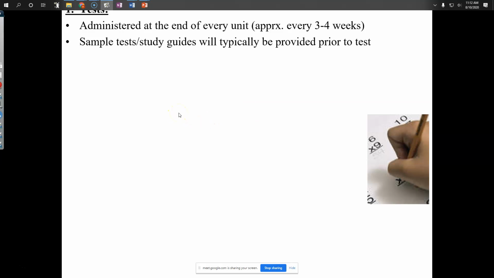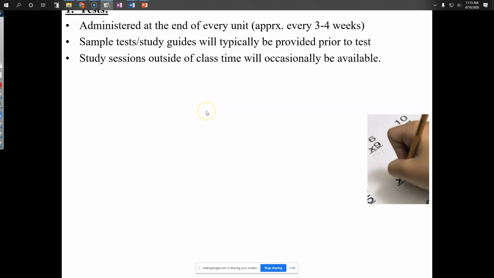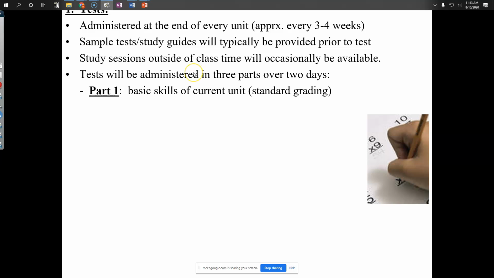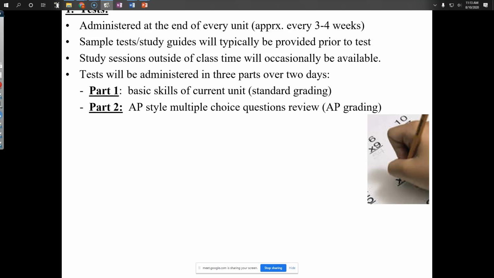I always provide a sample test or a study guide in advance so that you guys know what's going to be on the exam. I do provide study sessions. The test, when we're in class, I give it over 2 days. Okay? So on the first day, I give you the basic test. So like, let's say we're in Unit 3. Well, on the first day, I'm going to give you the Unit 3 test. And I just grade you on that like normal. And I keep it pretty basic, pretty simple.